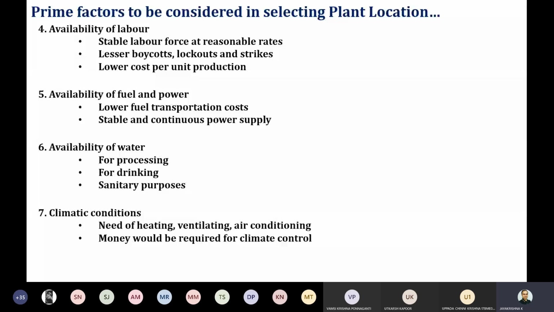Of course, all software companies are in India because the knowledge pool is there, and the engineers are available for a cheap price. Then availability of fuel and power, for transportation and for continuous power supply, water for drinking and for processing and other sanitary purposes. Then climate. All the software companies were started in Bangalore some 10-20 years before, because the climate of Bangalore was so nice, not like now.